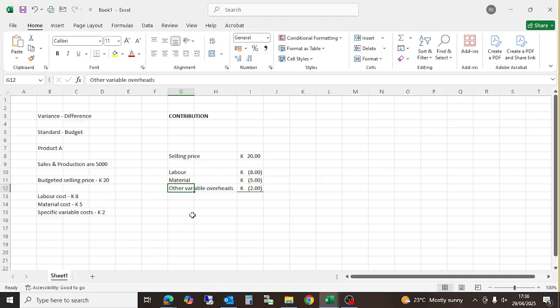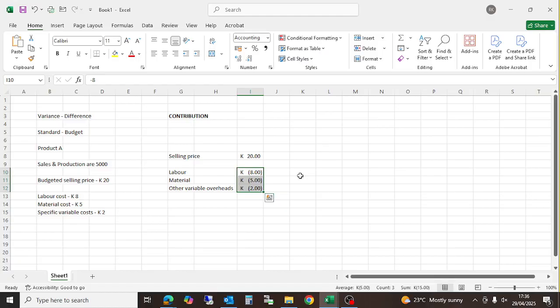So if we get our total variable cost here, it is 15 kwacha. The variable cost is also known as a marginal cost. So when we talk about contribution, we are looking at marginal costing principles. We are not talking about absorption here. Contribution relates to marginal costing principles. So our total variable cost is also known as our marginal cost.